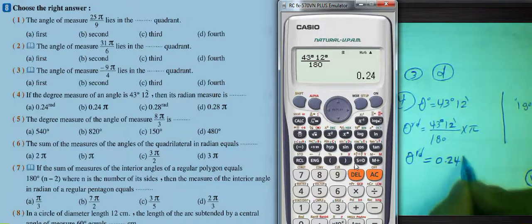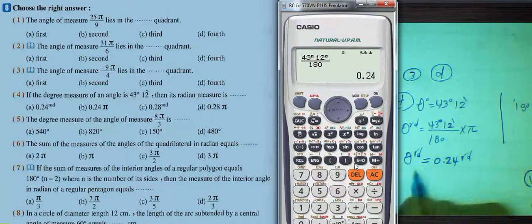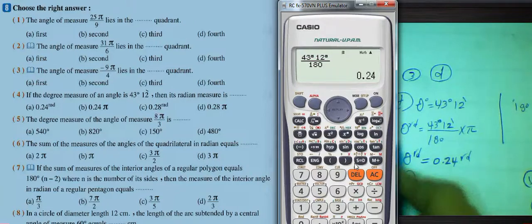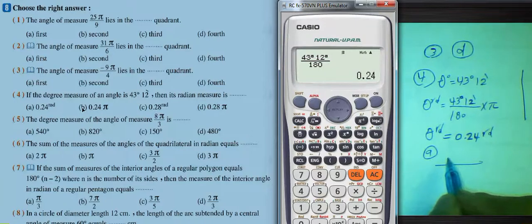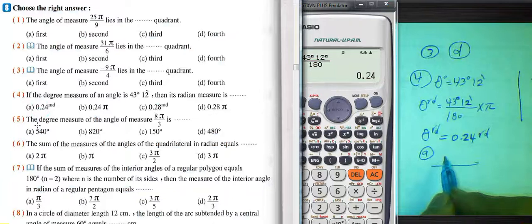Theta radian. We'll choose letter A about question number 4. Okay, letter A. It's here. Question number 5.